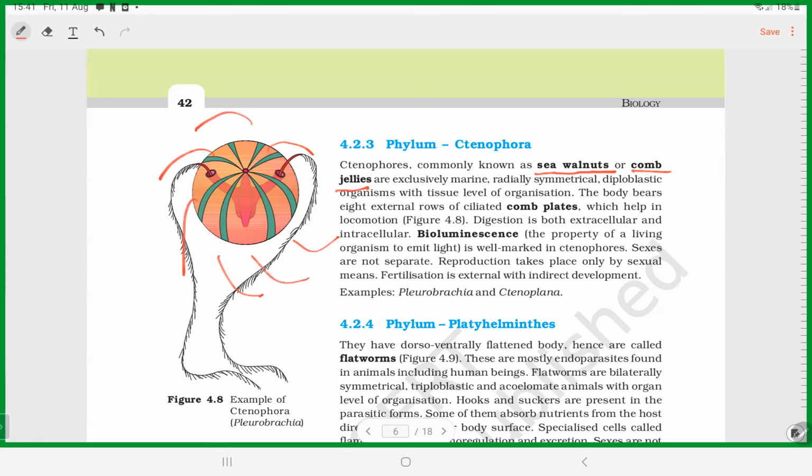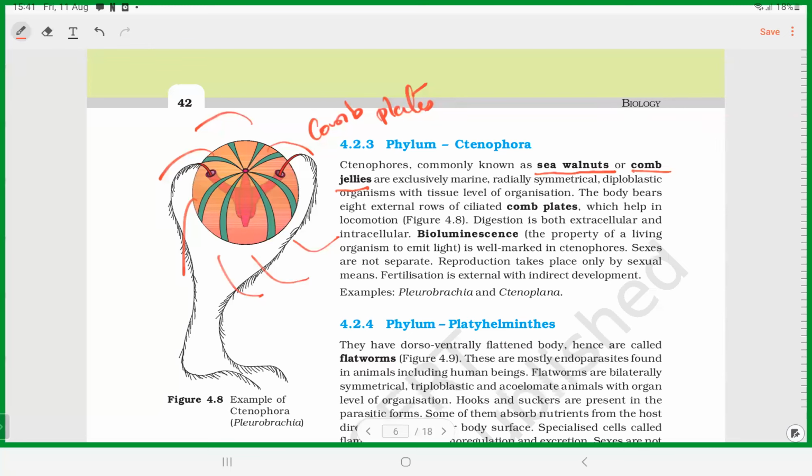The number of such structures is also very, very important. Individually they are called comb plates. You can see the number of comb plates. There are 8. That's very, very important, the number of comb plates and how they are present.